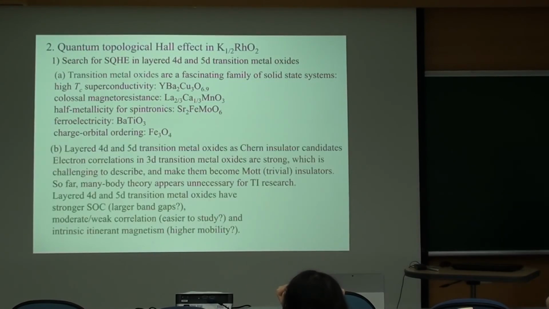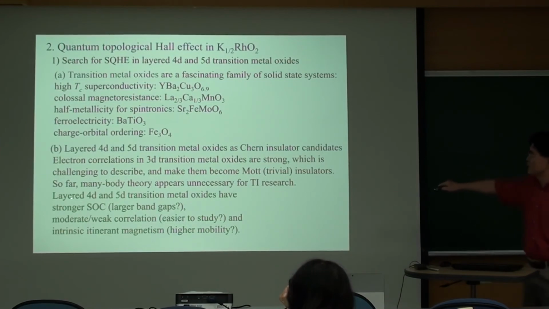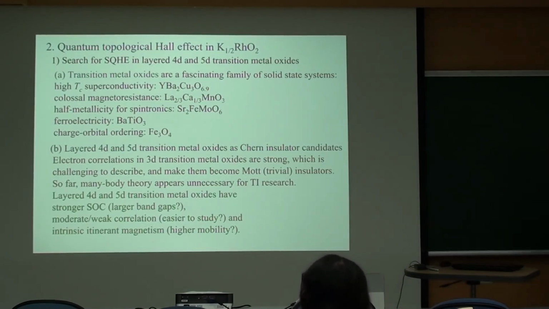But all these are 3D transition metals. Now with 3D transition metals, you have strong correlation, which often leads to topologically trivial Mott insulators. But some people may not agree. Leave that aside. We look for the quantum anomalous Hall phase, or quantum Hall effect without magnetic field, in 4D and 5D. The reason is that 4D and 5D have stronger spin-orbit coupling and orbitals are more extended. Hopefully we don't need many-body theory to deal with it.